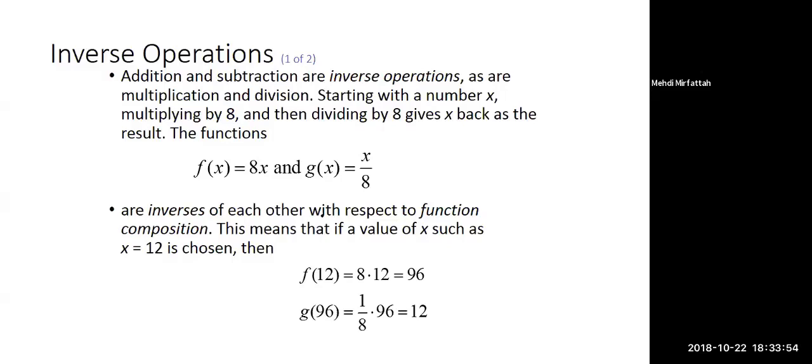So this means that if a value of x such that x is equal to 12 is chosen, then f of 12 would be equal to 8 times 12, which is 96. Now, if I find g of 96, I get back to 12, which is 1/8 times 96 equal to 12. We're going to go over more examples of these.